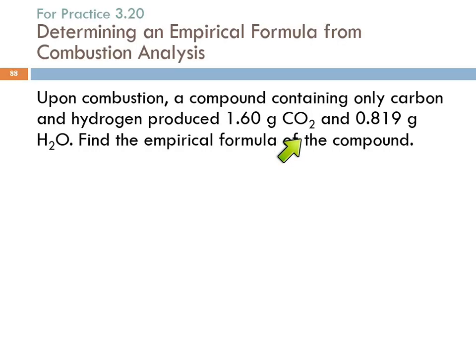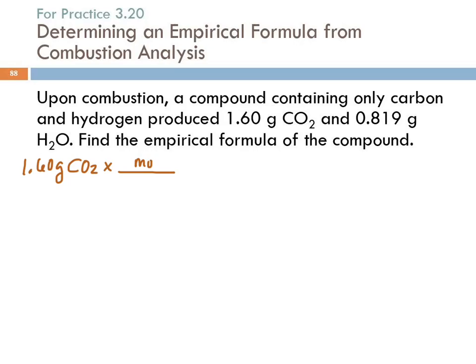We have a mass of carbon dioxide, but all the carbon that was in there came from the compound. So we need to find the mass of carbon in 1.60 grams of carbon dioxide. And then we need to find the mass of hydrogen in 0.819 grams of water. And then we can start the whole process of finding the empirical formula. So, 1.60 grams of carbon dioxide.